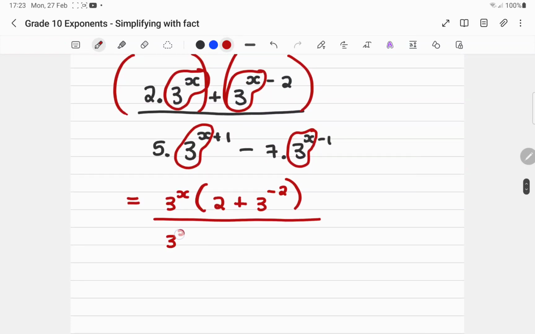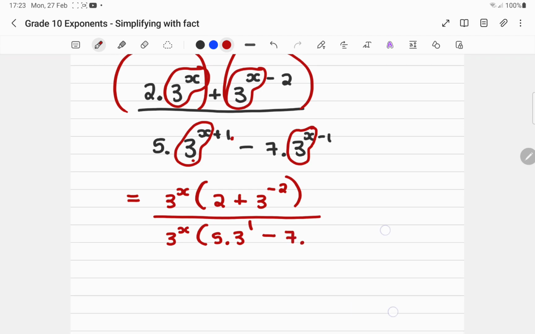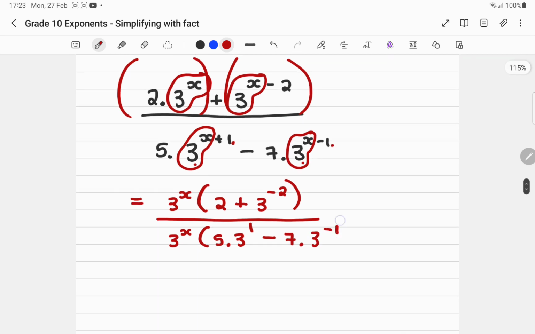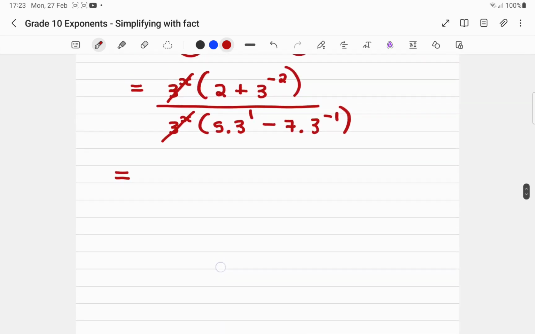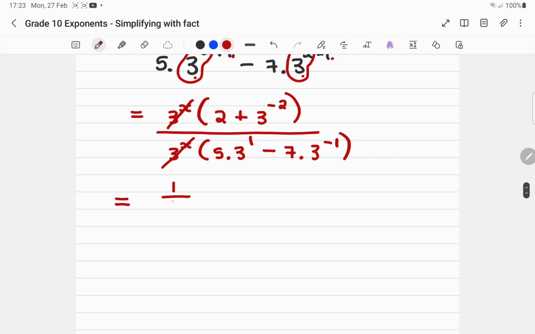I'm going to take out a 3 to the power x. What is left? 5 times 3 to the power 1 minus 7 times, not just negative 1, 3 to the power negative 1. Okay, now we delete those two. They fall away. And then you are welcome just to go pop into your calculator and you should get 1 over 6. If it's a little bit hard, you can do it in stages.